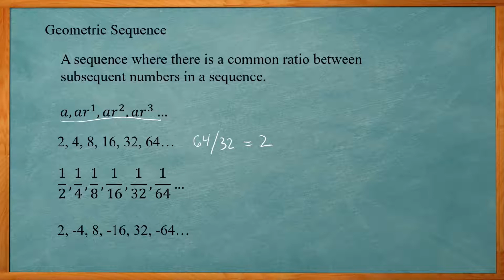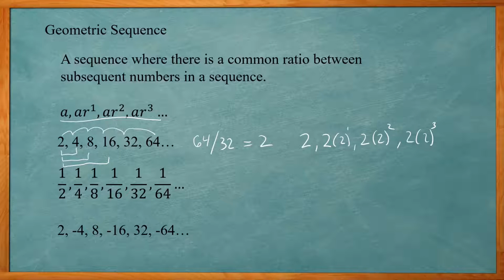So you could write it as 2, and then 2 times 2 to the first, and then 2 times 2 to the second, and 2 times 2 to the third, and so on. So if you look, 2 going to 4 is times 2, 2 going to 8 is times 4, 2 going to 16 is times 8, or times 2 in between.